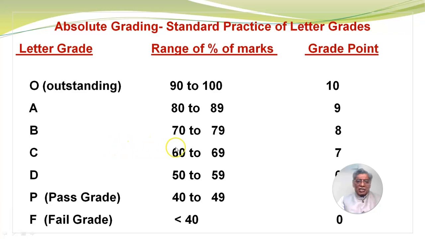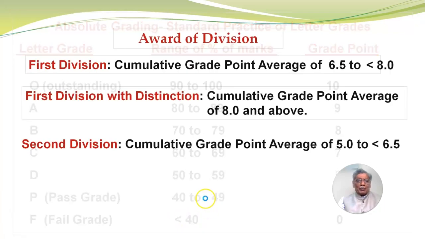C, 60 to 69, grade point 7. D, 50 to 59, grade point 6. P, that is pass grade, 40 to 49, grade point 5. F, fail grade, less than 40, grade point is 0.